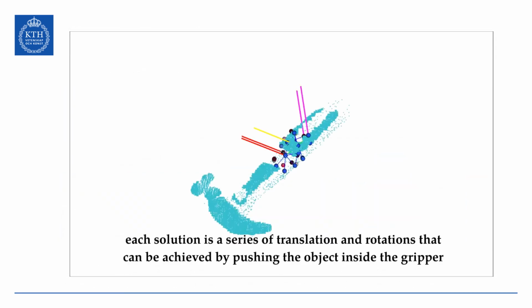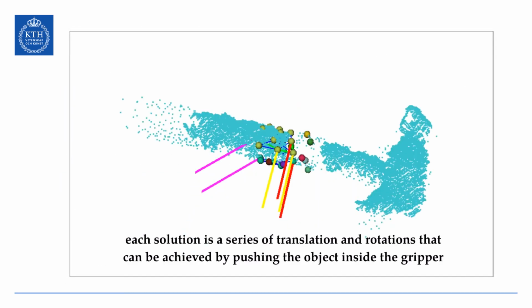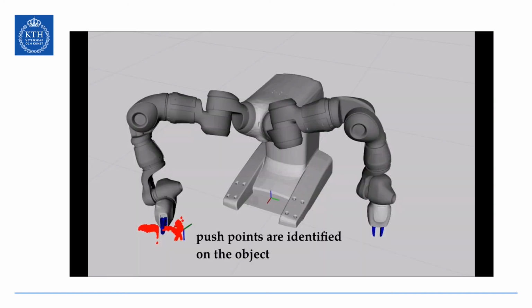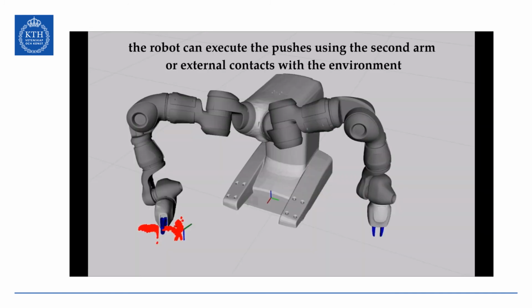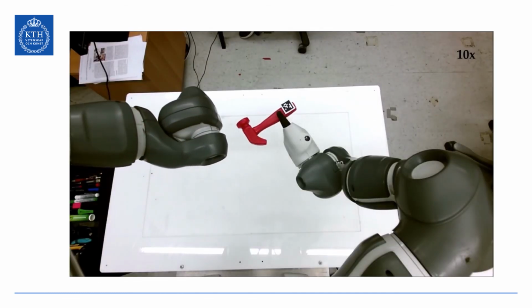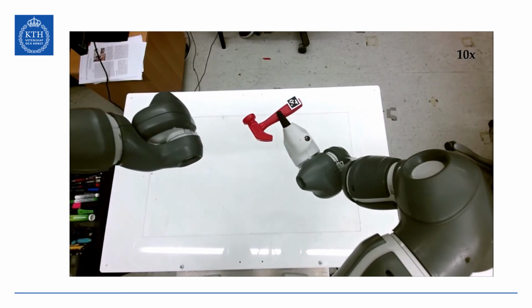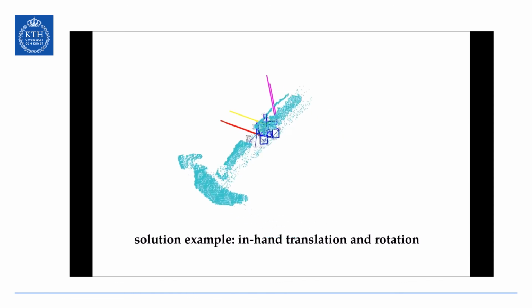Each solution is a sequence of translations and rotations that move the object towards the desired grasp configuration. These motions can be achieved by pushing the object at a given point in a given direction. We use the second robot's gripper to execute the pushes. And here is an example of changing the grasp configuration of a hammer inside the gripper.